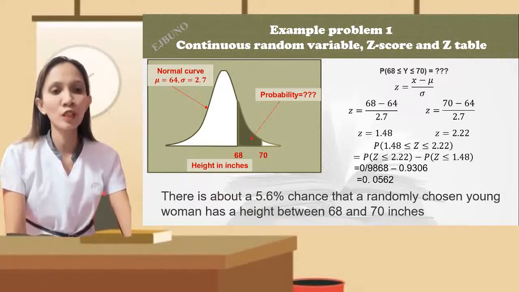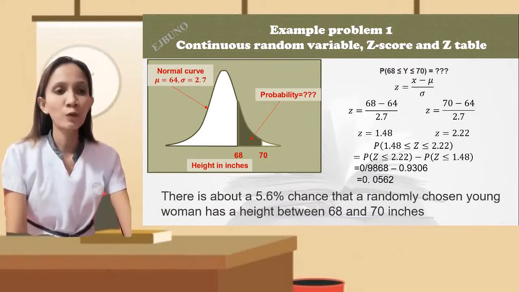Here's the solution that we made. We use the z-score, wherein the value minus the mean over the standard deviation. We first take 68 minus 64 over 2.7. The z-score is equal to 1.48. And the next is 70 minus 64 over 2.7. The z-score is 2.22.